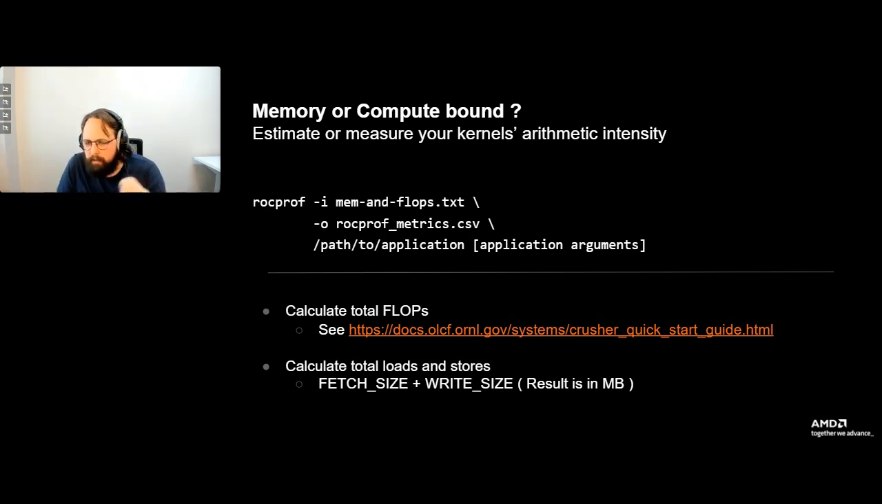Everything else stays the same, so you're still sending it the path to the application and arguments. Now, once you get all this data out, of course, it's going to be in a CSV file. There are a few formulas you need to apply to the flop counters to actually get the total number of flops out of there. Again, at that Oak Ridge site, there's a really good example on how to do that.